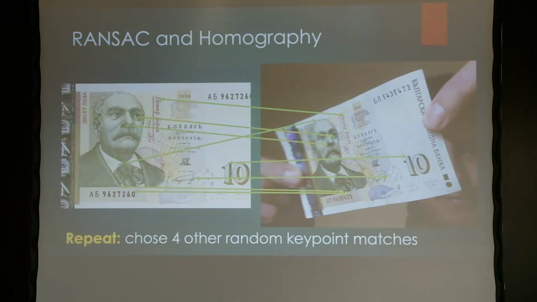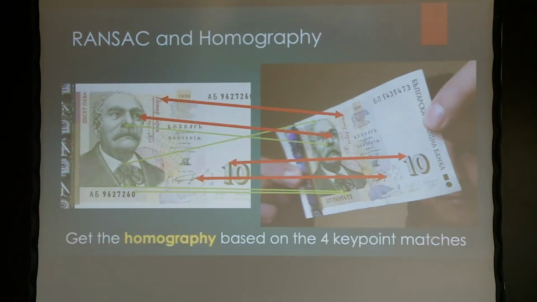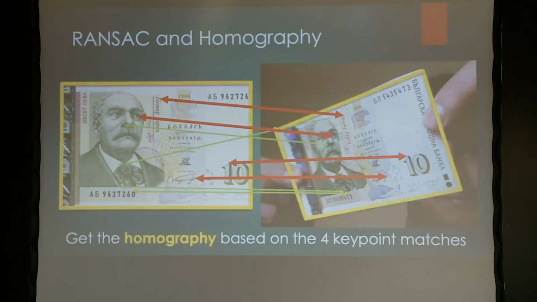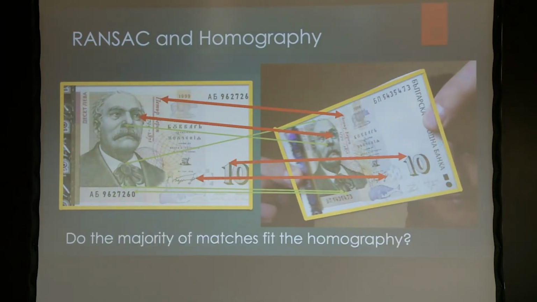Let's repeat and choose another 4 random matches. Let's use these 4 right now. Do the same, get the homography. How about that? Looks better, right? Okay, let's see what would happen with our test. Let's test each key point match based on that homography.